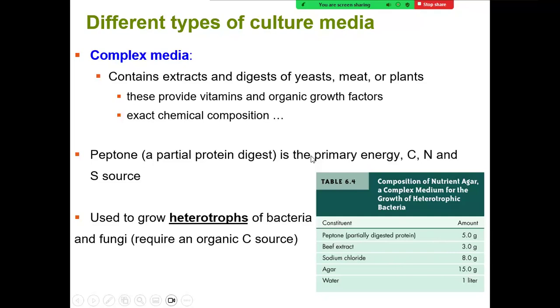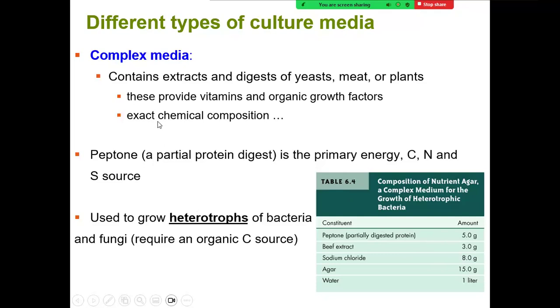Peptone is a partial protein digest. It's often added to these complex medias. And usually we get this protein digest from soybeans. It adds a primary energy source, a carbon source, a nitrogen source, and a sulfur source, much as the meat does. The meat adds a primary energy source, a carbon source, a nitrogen source, a sulfur source. The meat also adds a phosphorus source.